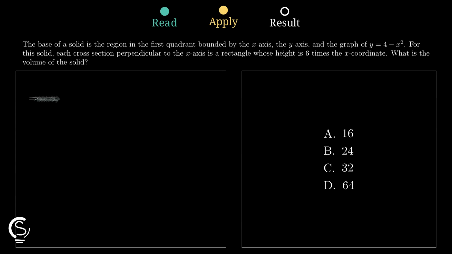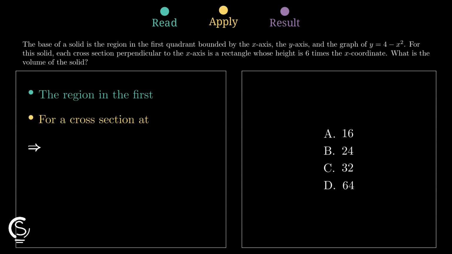Next, we find the area of a single rectangular cross-section. The base length is the y value and the height is 6x, so the area is 6x times y. Finally, integrate 6x times 4 minus x squared from 0 to 2. This integral equals 24, meaning option B is the correct answer.